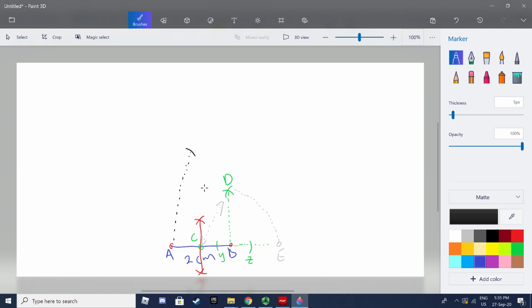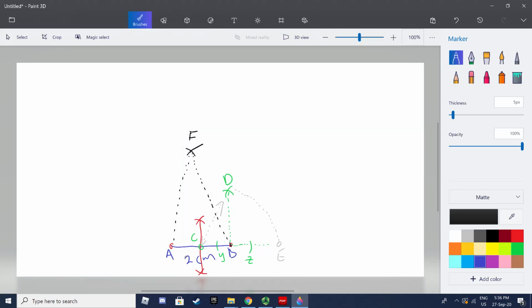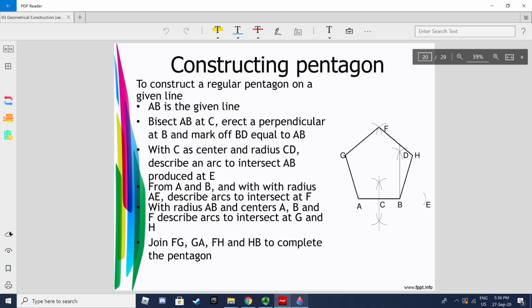Then from point B, the distance is also AE. So you open your compass AE, and then you can find this point and this point. So this will be your point F. With radius AB and center at A, you close your compass back to distance AB, which is 2 cm. Describe an arc to intersect at F, and describe an arc to intersect at G and H.